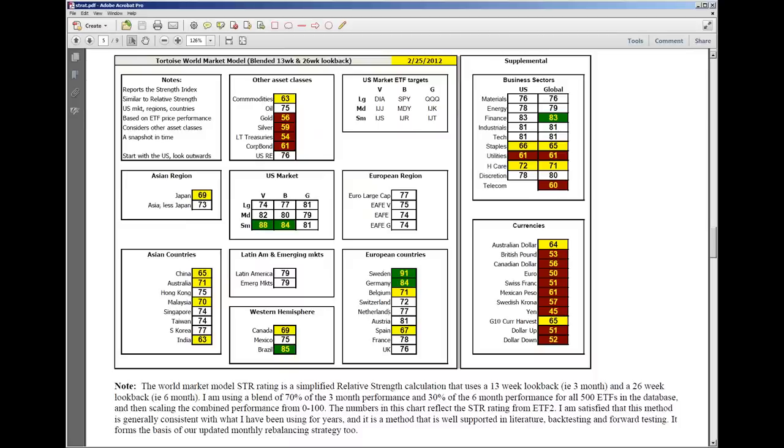Next up, the world market model. Starting inside the U.S., it's the small caps again, value and blend are extremely strong. Brazil is extremely strong. The rest of the U.S. is all above average in the white here. You can see over in Europe, Sweden and Germany are exceptionally strong. A bunch are above average. Yet Belgium and Spain only are lagging.